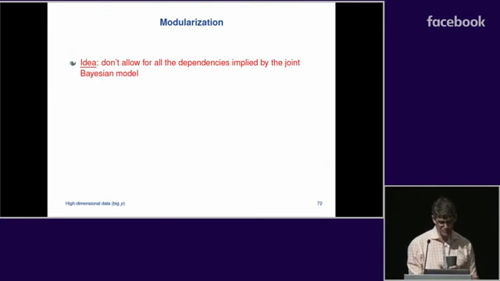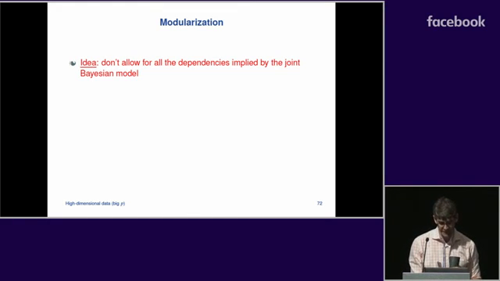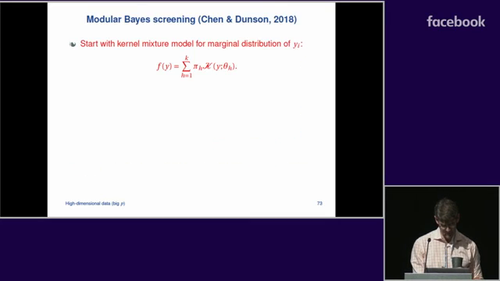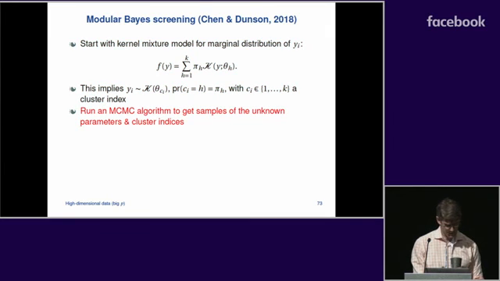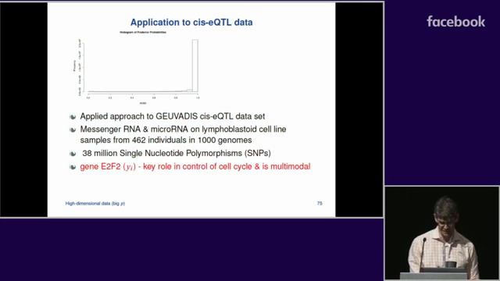Okay, so the idea, just wrapping up, is that in this kind of modularization strategy, which I illustrated through that DNA methylation example, we don't allow for all the dependencies implied by the joint Bayesian model. I think I already said that. I think we have about 5 minutes, and I'd like to take some questions, so I'm just going to skip this.